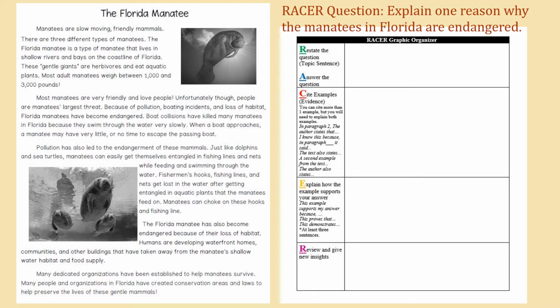Let's find out. Manatees are slow-moving, friendly mammals. There are different types of manatees. The Florida manatee is a type of manatee that lives in shallow rivers and bays on the coastline of Florida. These gentle giants are herbivores and eat aquatic plants. Most adult manatees weigh between 1,000 and 3,000 pounds. Wow, that's pretty big there. So our reading strategy is to summarize in our head after we read each paragraph.